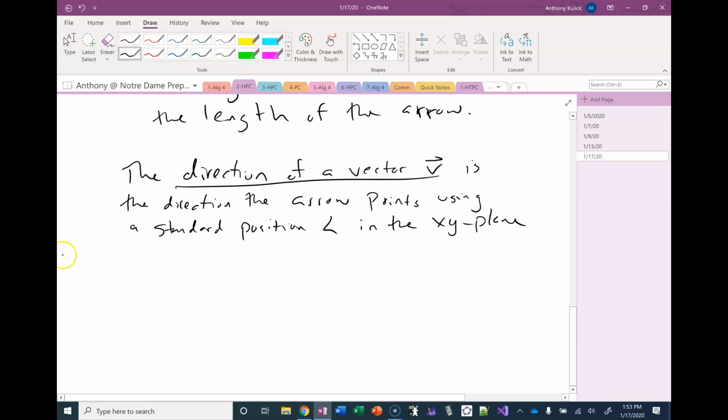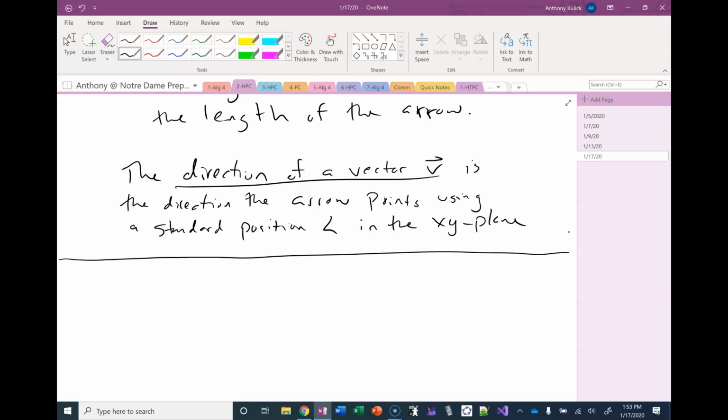A scalar is just a number. It's not a vector. Like 5 is a scalar. But, you know, magnitude 7, direction 72 degrees is a vector, where you have two parts to it. You have a size and a direction.